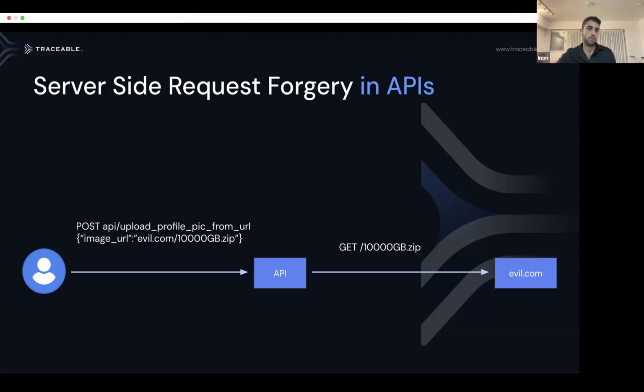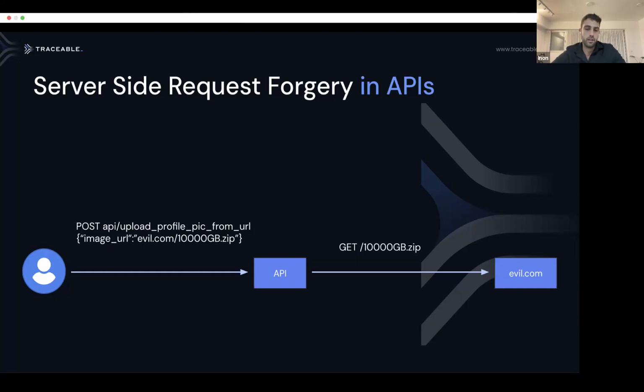So one simple example is that you have an option on Facebook. You can upload an image from your device, from your computer or mobile device, but you also have an option to add the picture from a URL. So you can just send a URL to the API of Facebook, and then the Facebook API would try to download this image from the URL that you provide.